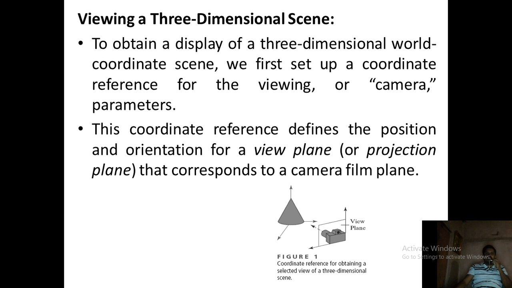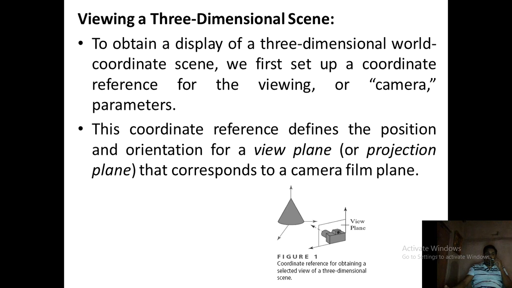Viewing a three-dimensional scene. How to view a three-dimensional scene in general? To obtain a display of a three-dimensional world coordinate scene, we first set up a coordinate reference for the viewing or camera parameters. Like a synthetic camera, as with a real-life camera taking a picture, here also we have to fix a coordinate reference for viewing or camera parameters. Because we don't have a camera in OpenGL, we have to assume that there is a camera and set that camera's parameters.